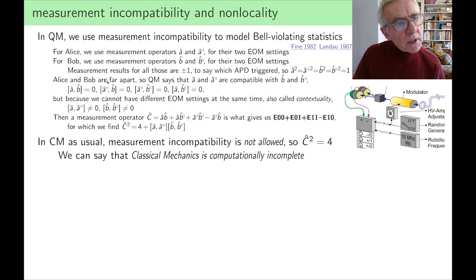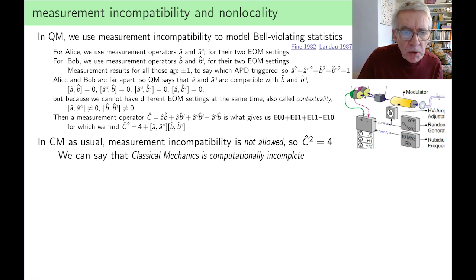So in quantum mechanics, we use what's called measurement incompatibility to model the violation of Bell inequalities. This is something that is in the literature since about 1980. So for Alice, quantum mechanics uses measurement operators A and what I'll call A rotated, so we use A if the random number is 0 here, and we use A rotated if it's 1, because then the modulation of the polarization has happened. And so we have these 4 operators, and for all of those, the measurement results are plus or minus 1 to tell us which of the 2 APDs triggered.